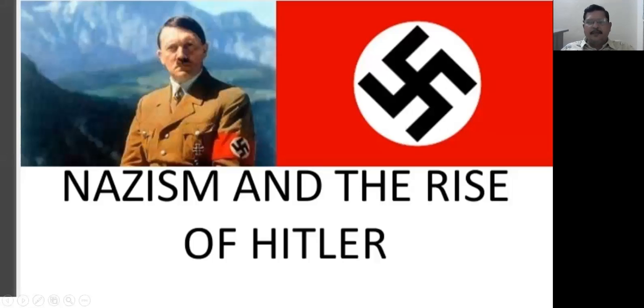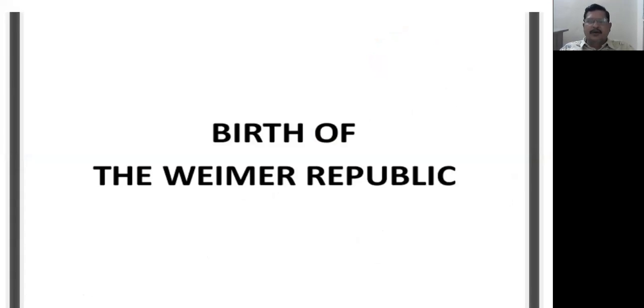The chapter name is Nazism and Rise of Hitler. So now, birth of the Weimar Republic. It's the government formed by the Germans. They brought a party or an organization which was called the Weimar Republic.